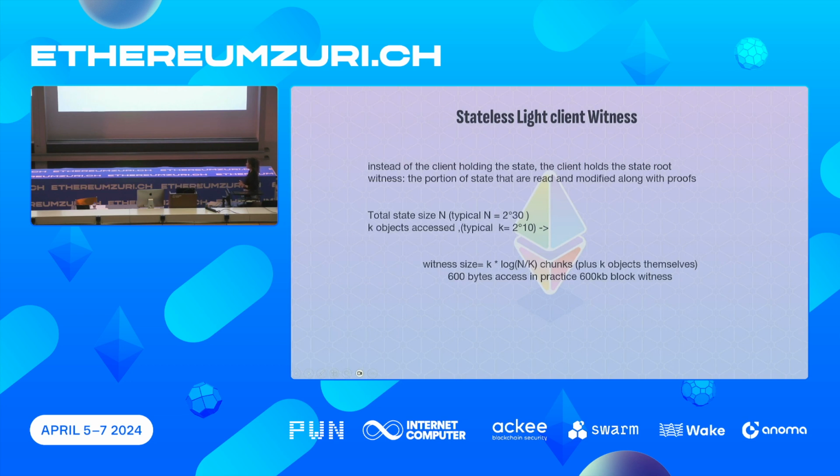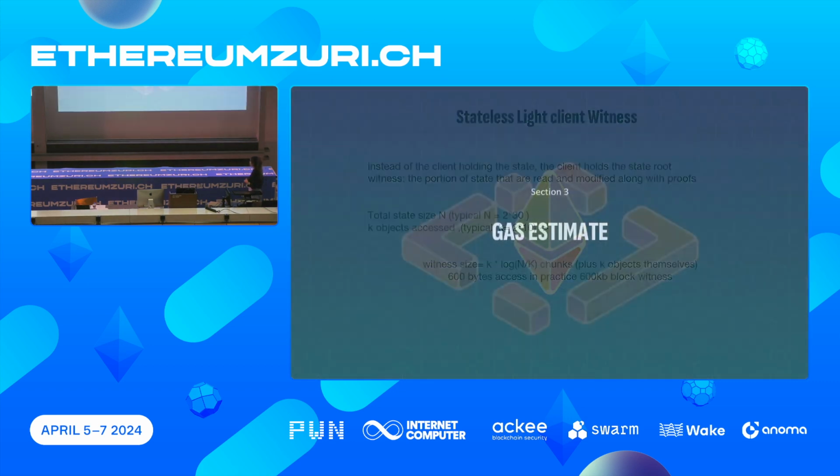Typical n is 2 to the power of 30, and the k objects accessed by that block is typically like 2 to the power of 10. So the witness size we can calculate here easily is the number of 600 bytes accessed, which in practice becomes like a 600 kilobyte block witness. So obviously it's the chunks plus the objects themselves that are involved.